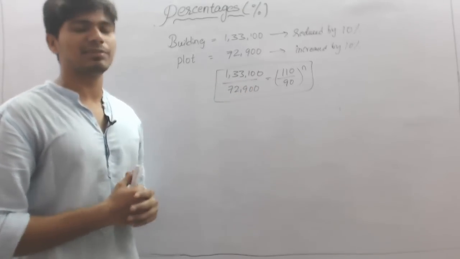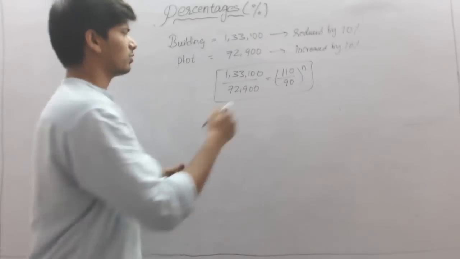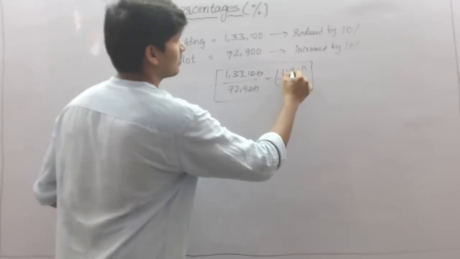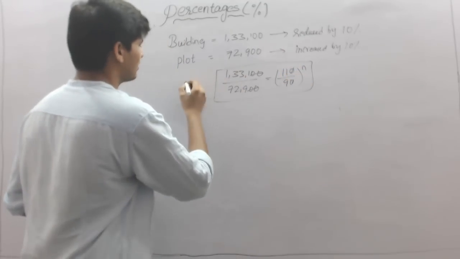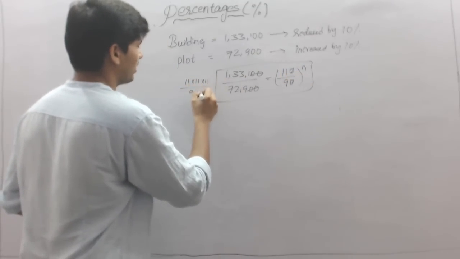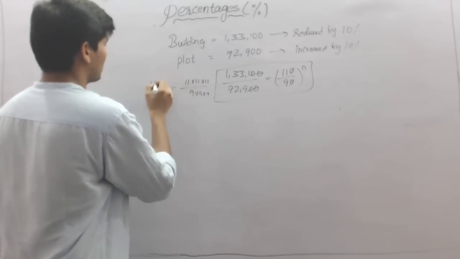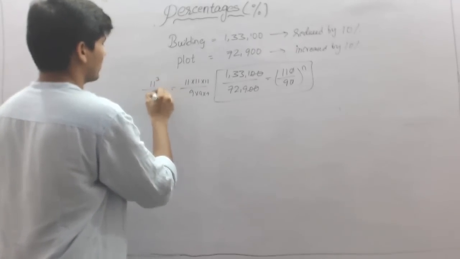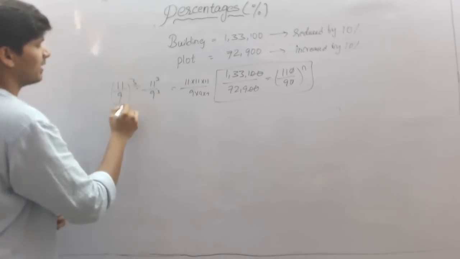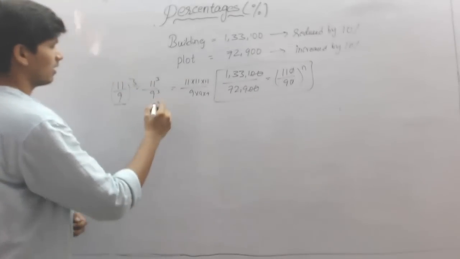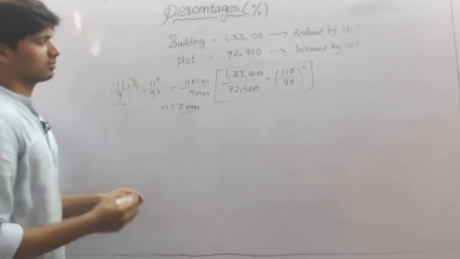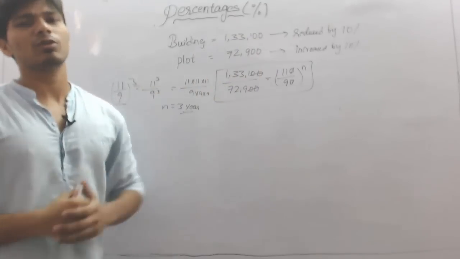How has this formula evolved? When you solve this, the zeros get cancelled. This is 11 into 11 into 11 into 11, 9 into 9 into 9 into 9, that is 11 cube by 9 cube, that is 11 by 9 whole cube. When the bases are equal, the powers should be equal. Now n equals 3, that is 3 years. So this is the formula to solve.